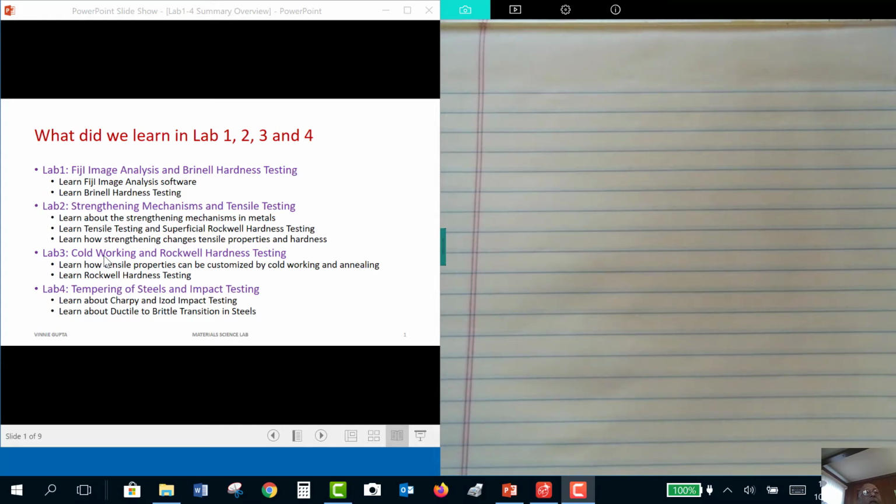Then in lab 3, we focused on cold working and annealing and Rockwell hardness testing. You found out that tensile properties can be customized by cold working and annealing, and you learned much more about Rockwell hardness testing, both B and C scales. Then lab 4, we focused on tempering of steels and impact testing. And in this last lab, you learned about Charpy and Izod impact testing and learned about ductile to brittle transition, which is quite unique in steels.